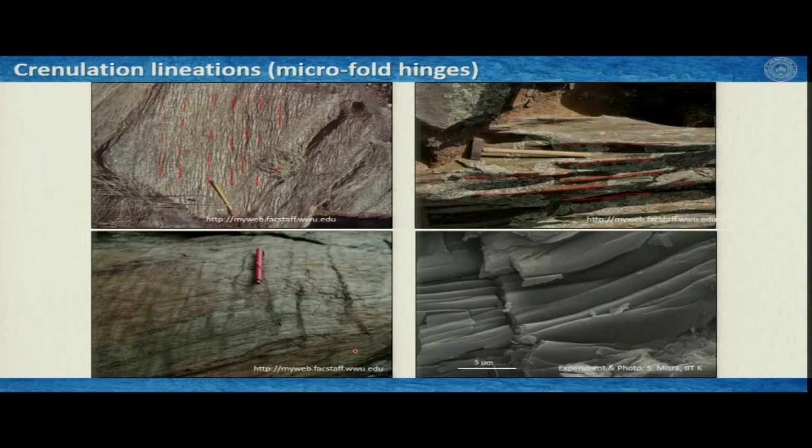Here as well, you see these are some sort of asymmetric crenulations here, and these are the hinges of these asymmetric microfolds, and they are also defining the crenulation lineation. This is a scanning electron microscope photograph of some experiments, and you can see the crenulations are there, and these are their hinge lines, which are arrayed parallel to each other and defining the crenulation lineation.